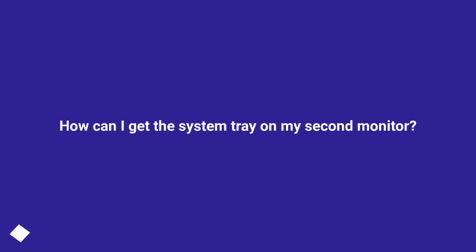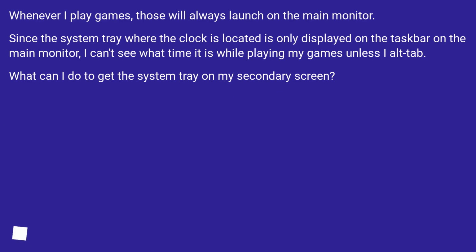How can I get the system tray on my second monitor? Whenever I play games, those will always launch on the main monitor. Since the system tray where the clock is located is only displayed on the taskbar on the main monitor, I can't see what time it is while playing my games unless I alt-tab. What can I do to get the system tray on my secondary screen?